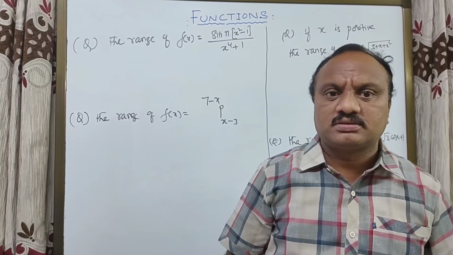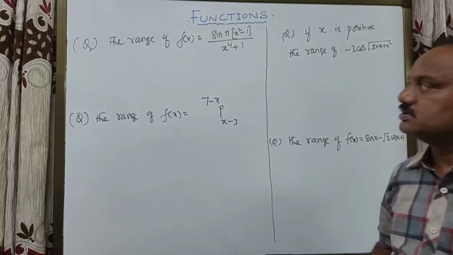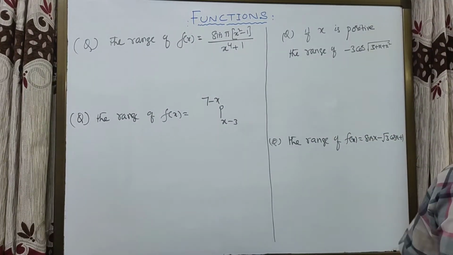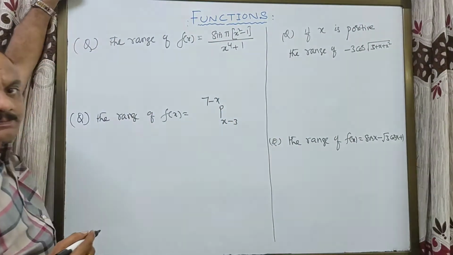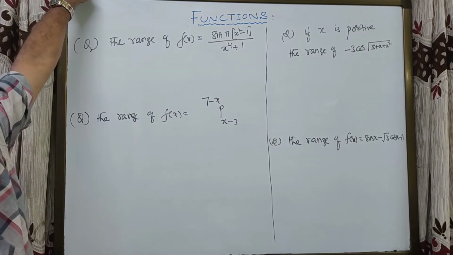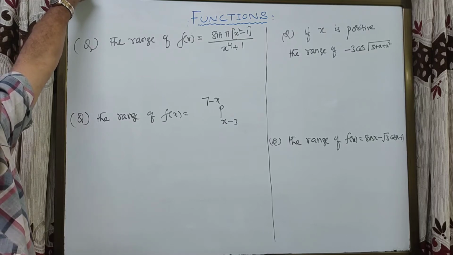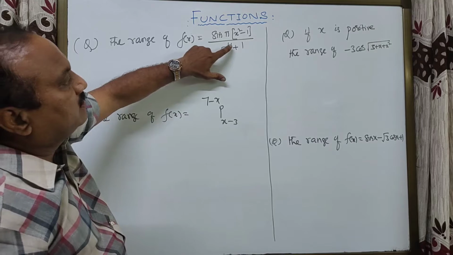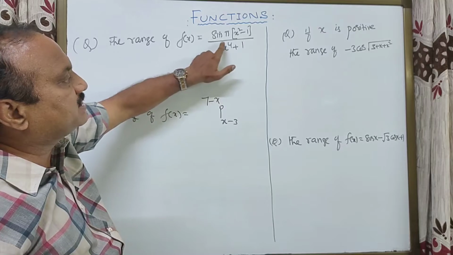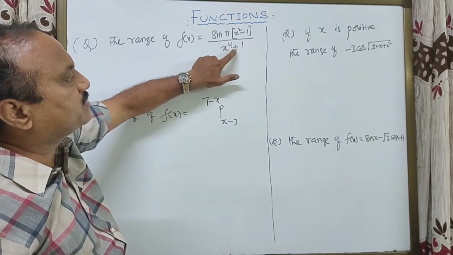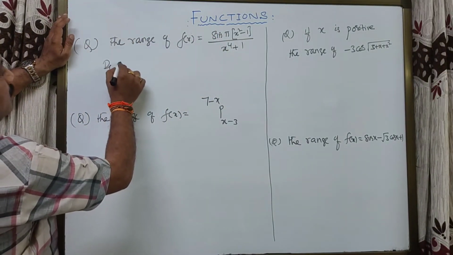Now friends, we'll see some examples on range. So you see these 4 examples for different types of functions. Range of f of x. What did I tell you, range? Image set of elements of domain. Here it is undefined when the denominator is 0. For every value of x, it is defined because x power 4 is positive plus 1. That means domain of f is R.